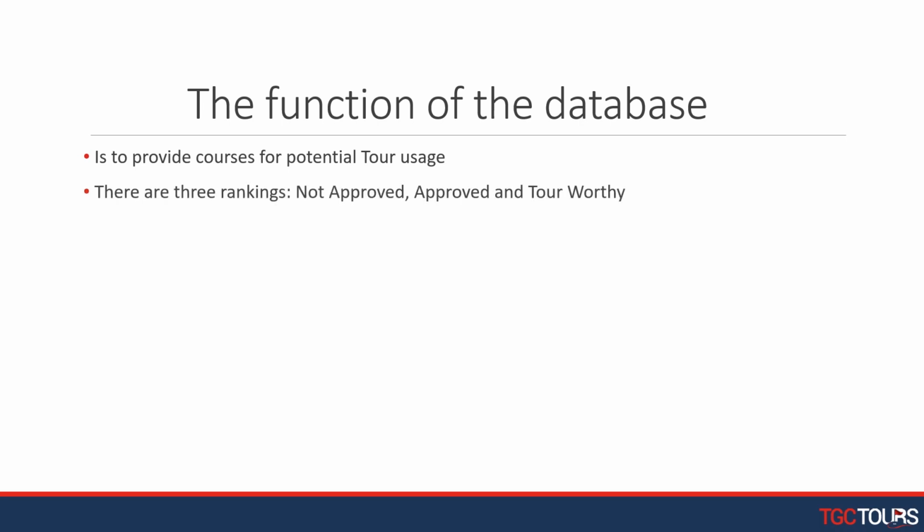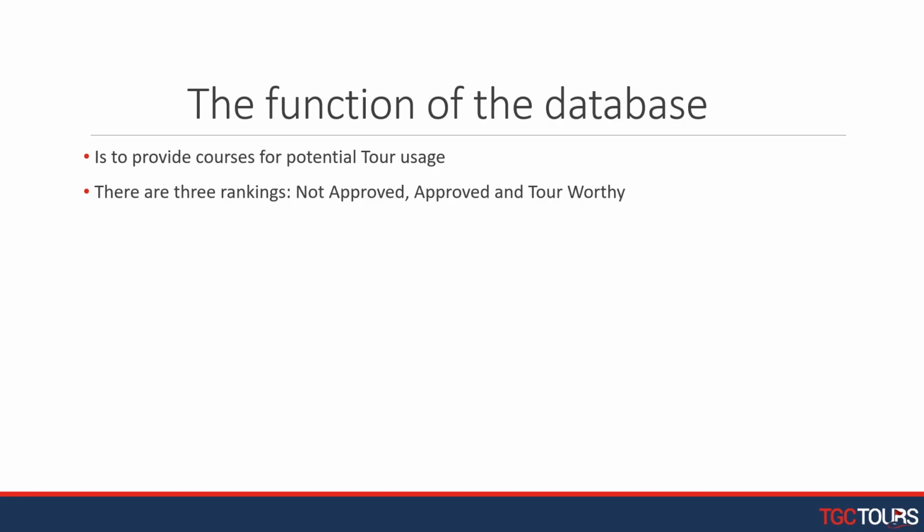The first one being, we have 3 rankings within that system. We're not changing that. They're pretty broad brush. Not approved, those that wouldn't really ever be used on tour or are just lacking the polish that we need. Approved, which is a giant range within approved. There can be barely approved, which is a lot worse than very close to tour worthy.